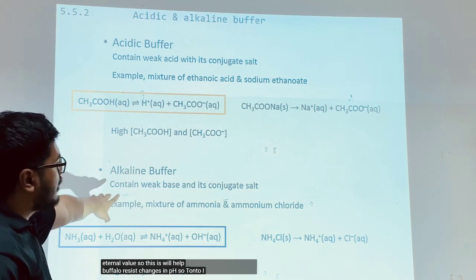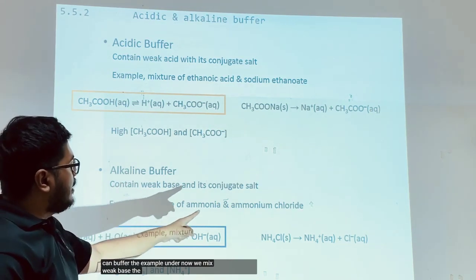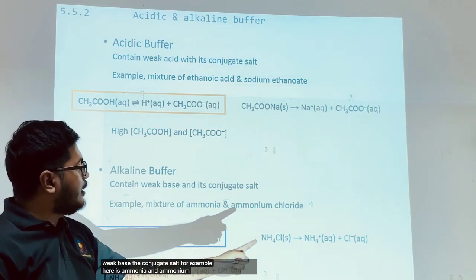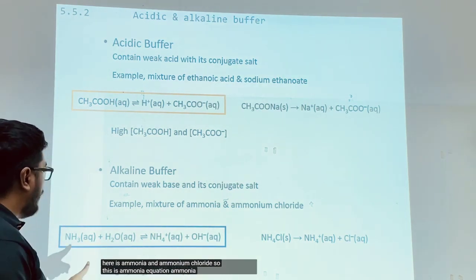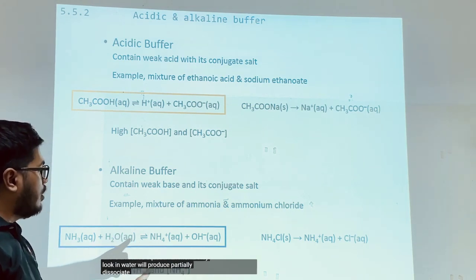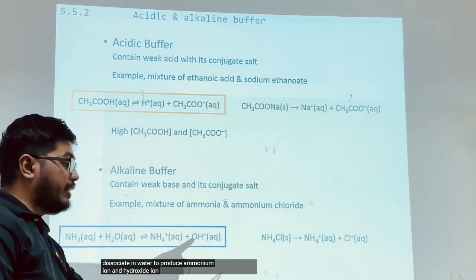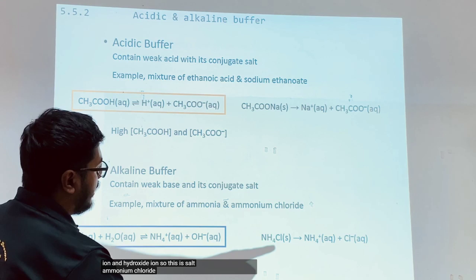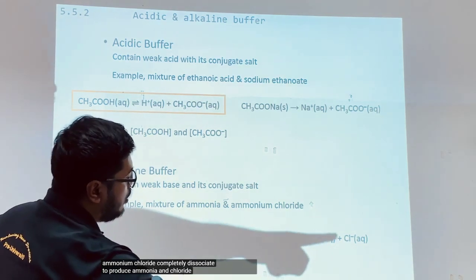So contoh untuk alkaline buffer, the example adalah we mix weak base dengan conjugate salt. For example, here is ammonia and ammonium chloride. So this is the ammonia equation. Ammonia in water partially dissociates to produce ammonium ion and hydroxide ion. So this is the salt, ammonium chloride, completely dissociates to produce ammonium and chloride.